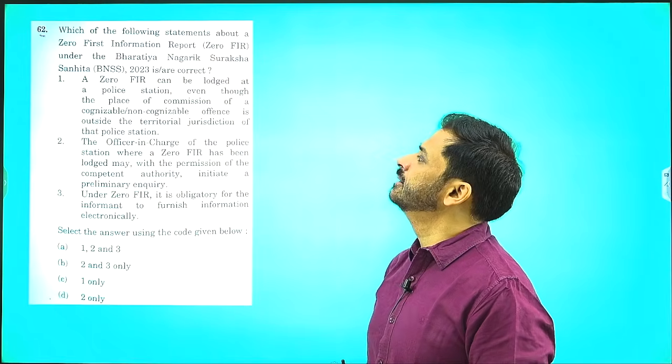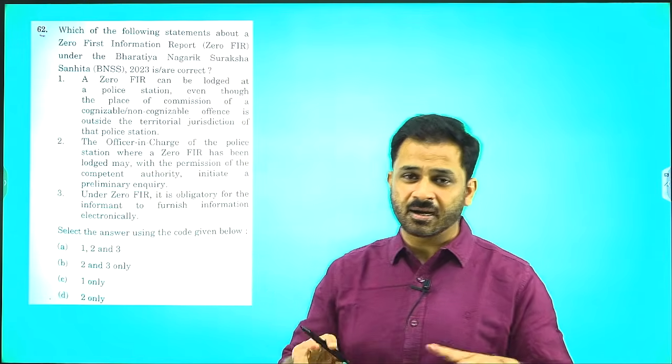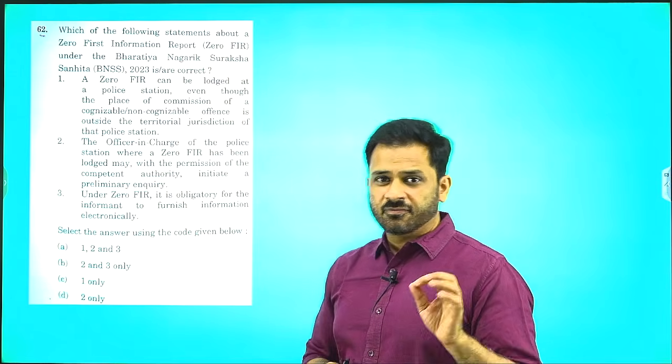I'll tell you why. A zero FIR is when you go to a police station in whose jurisdiction the crime does not fall. Earlier, you had to file the FIR in the appropriate jurisdiction. Now you can file an FIR even in a police station whose jurisdiction does not cover the area where the crime was committed. So you can file the FIR there.